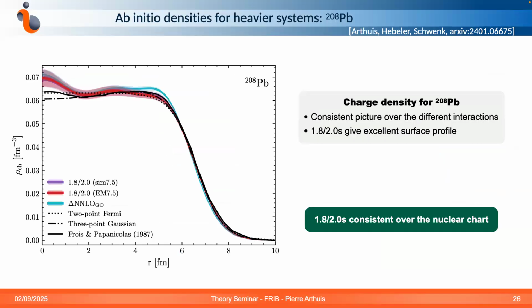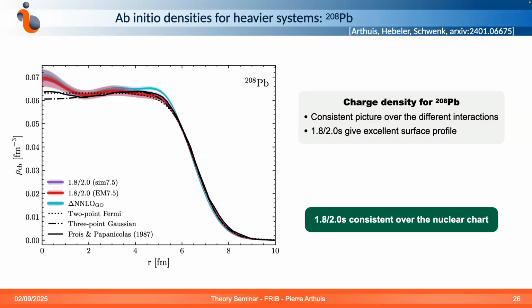So we thought, okay, can we go even heavier, to lead-208? And actually we can, and we reproduce pretty well this compilation of results from Fricke and Papanicolas, except at the very center of the nucleus, but that's where we have the most uncertainties linked to our many-body convergence. So we are pretty happy. We have interactions that are consistent over the whole nuclear chart.